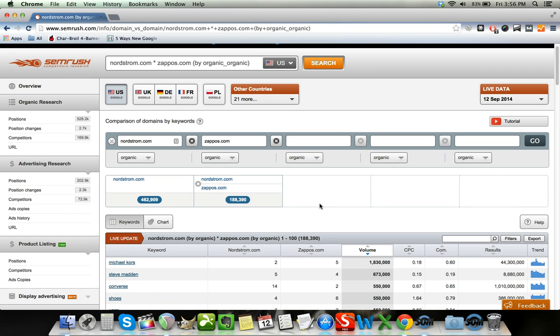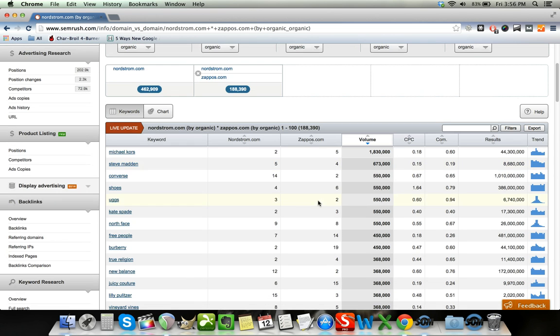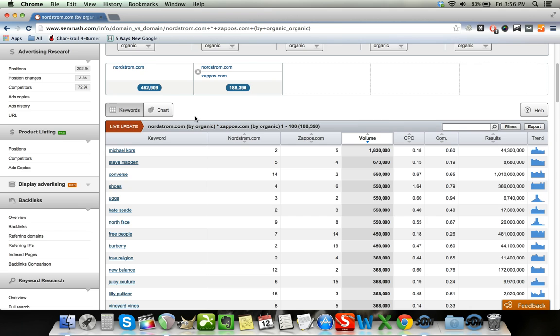Okay, so what you're looking at right now is every single keyword for which both Nordstrom.com and Zappos.com rank on the first 2 pages of Google. I could see Nordstrom ranks at 2 for Michael Kors, Zappos ranks at 5. Again, Nordstrom is at 5 for Steve Madden, Zappos is at 4. So that's all their common keywords.